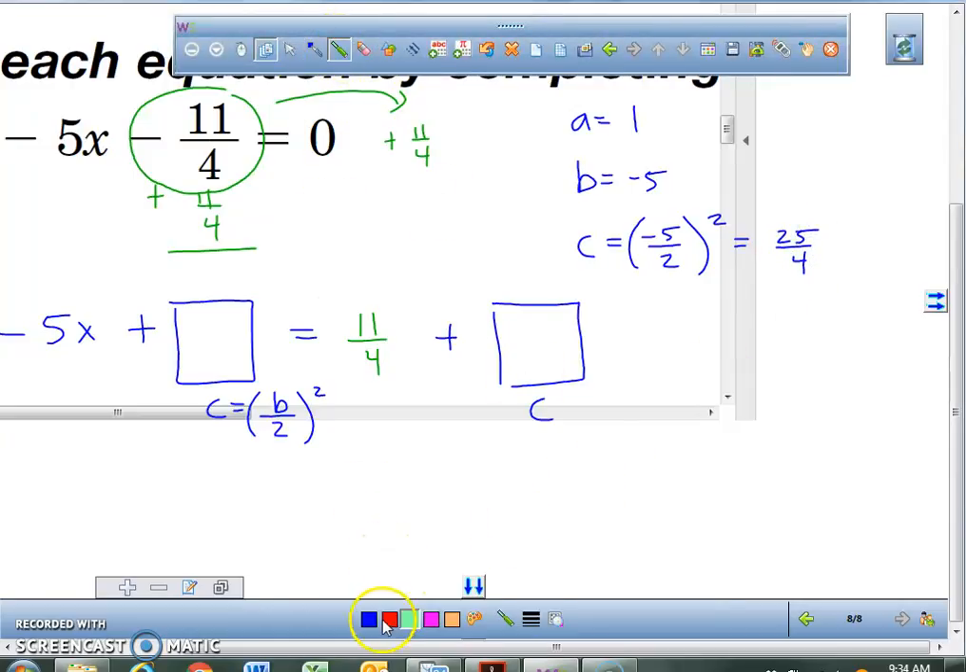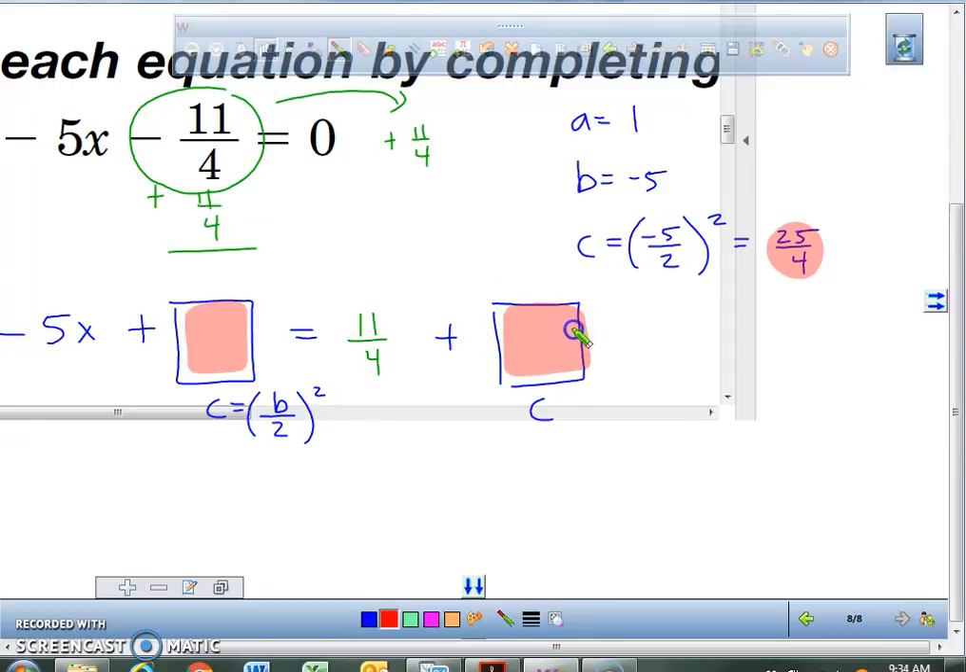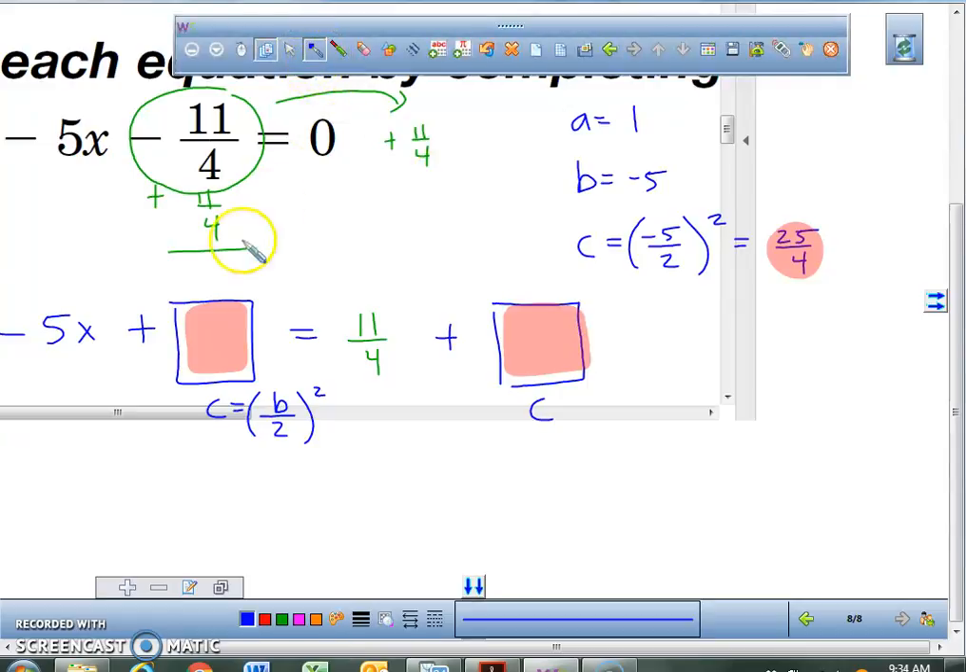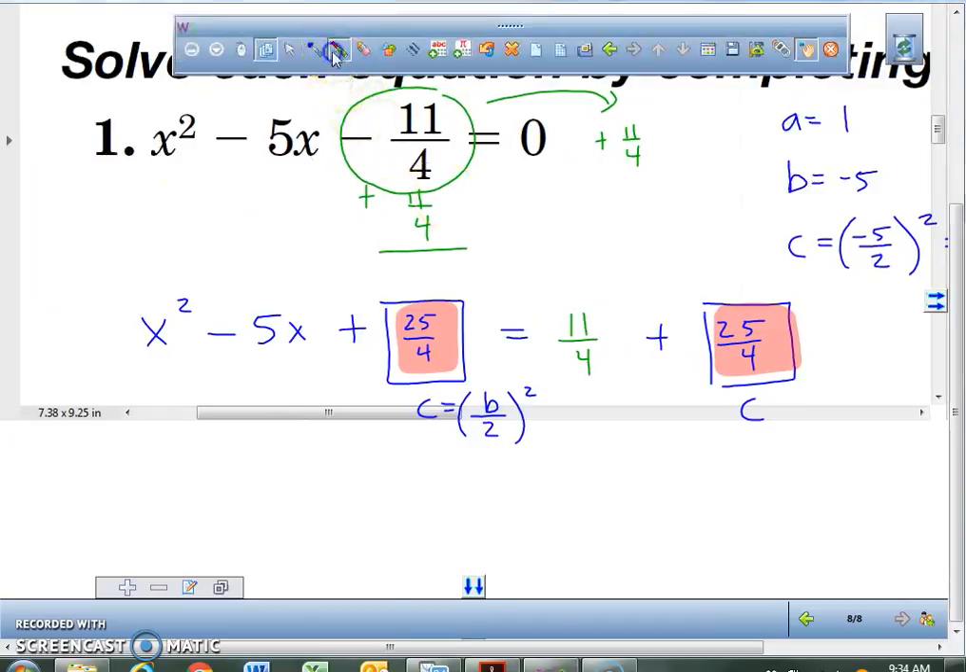So what I'd like you to do with that 25 over 4 is I'd like you to place it right here and right here. Place 25 over 4 in both places. That is how you complete the square. You take half the b value and you square it. So this is what you should have in your journal.